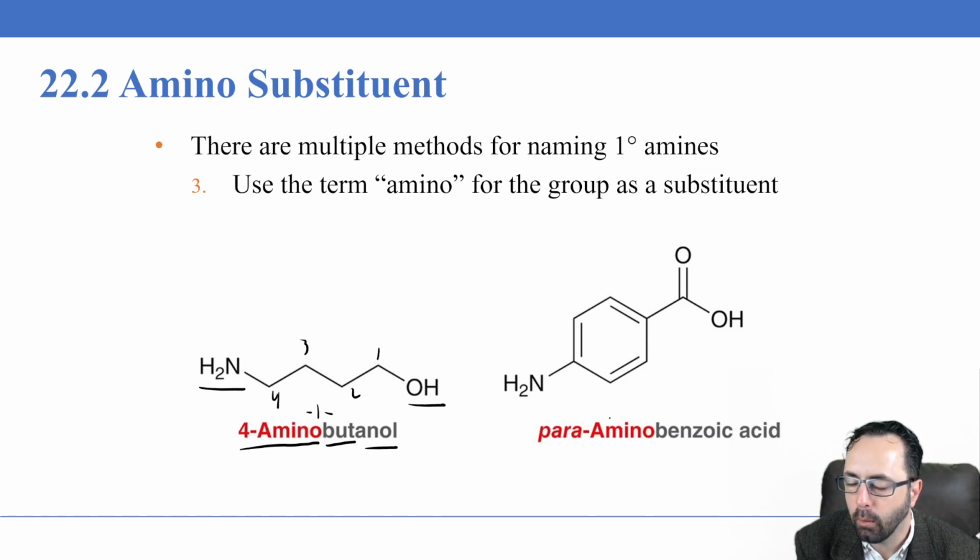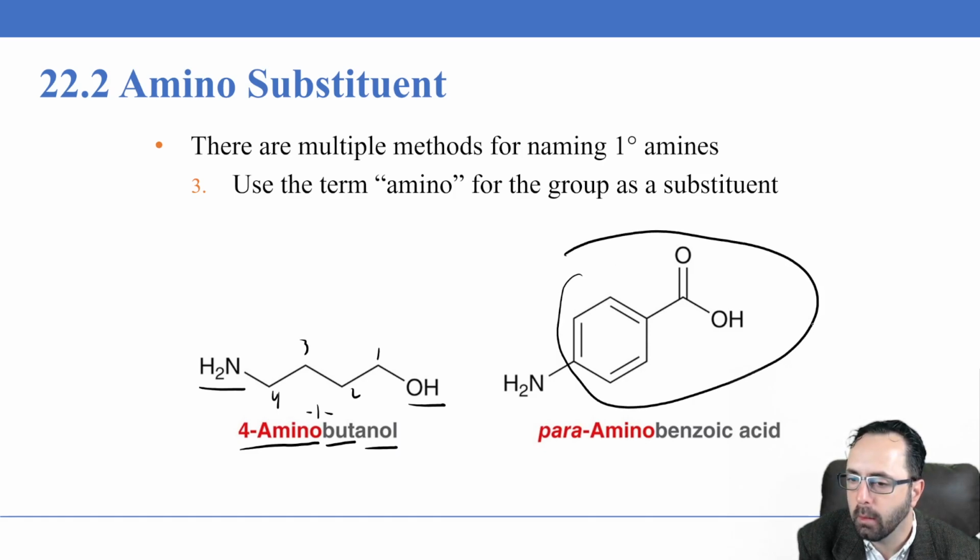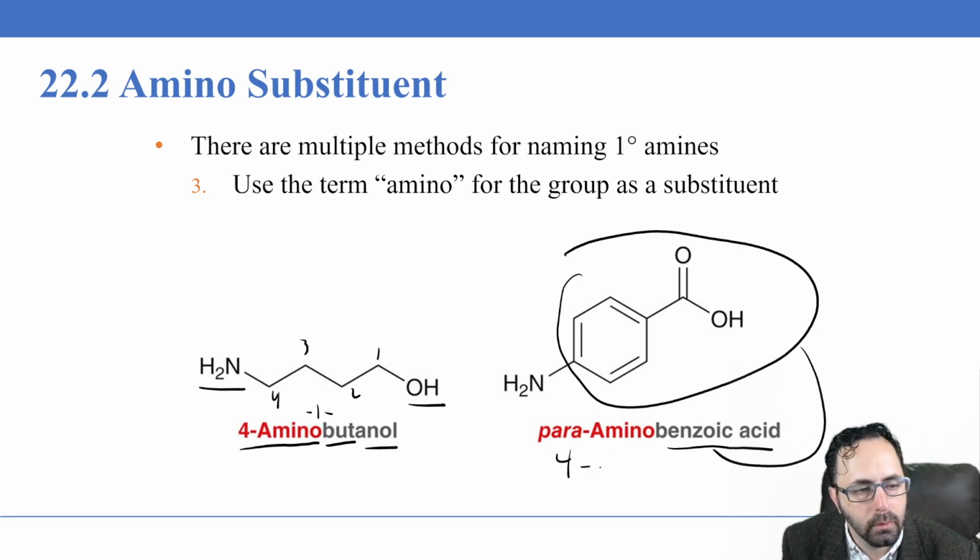Here we can also use para if we have a benzene ring, so this part here would be called benzoic acid. And then in the para position, we have amino. We could also say 4-amino benzoic acid. That would work as well. And we number it like this: 1, 2, 3, 4. And so, yeah, you use the term amino for the group as a substituent in a molecule that contains a higher priority group.